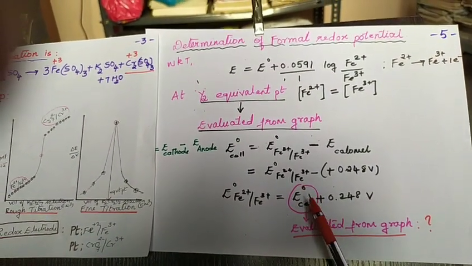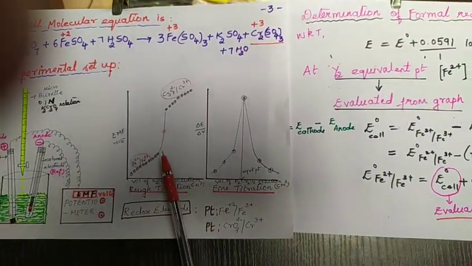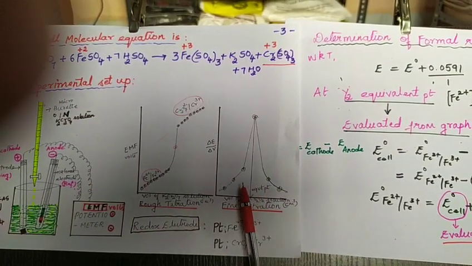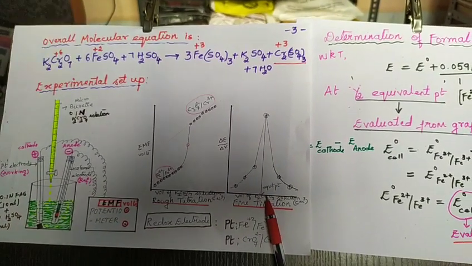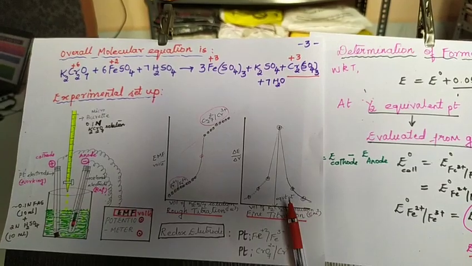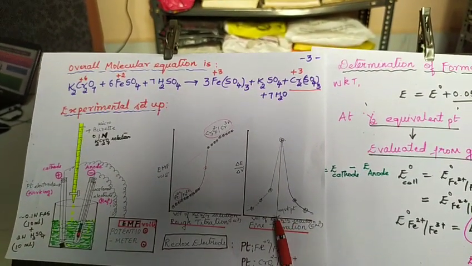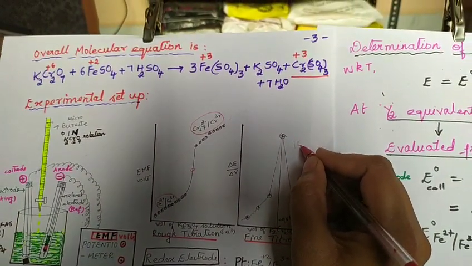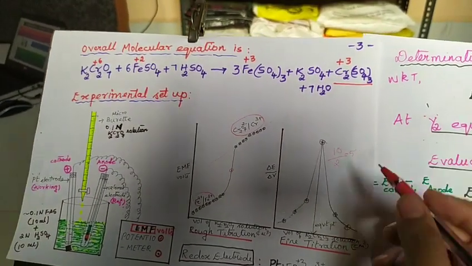This can be determined using the graph. We have plotted two graphs, the rough titration and the fine titration. Using the fine titration, we can find the endpoint or equivalent point of the titration. Suppose, imagine that our equivalent point is 10 ml. The volume of dichromate is 10 ml. So we have to halve this volume, that is 10 divided by 2, which is equal to 5 ml.